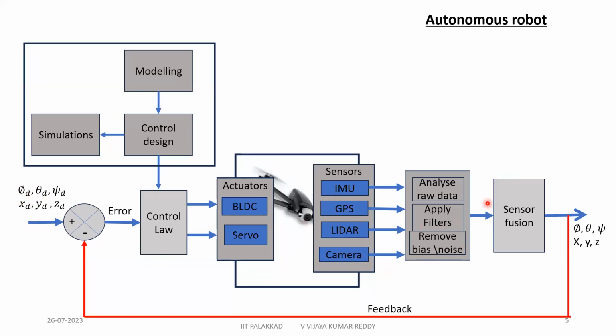And the drone will measure its current position using some sensor fusion. It will feed back to the input. So it will take the error between the desired and current position, and the controller will take this error and generate some kind of actuator signals for the actuator systems, telling it how to move. The controller will try to always make the error 0.